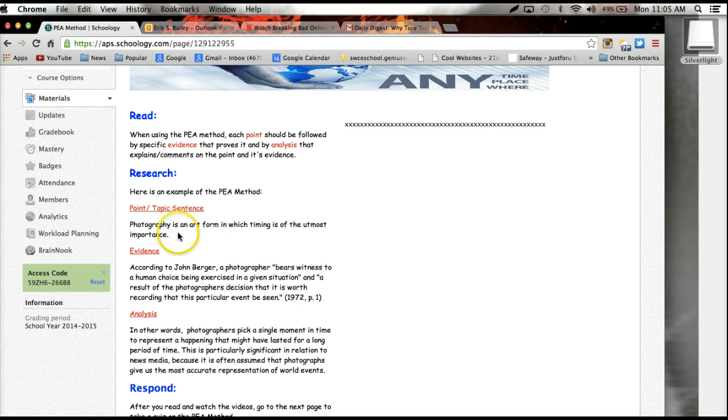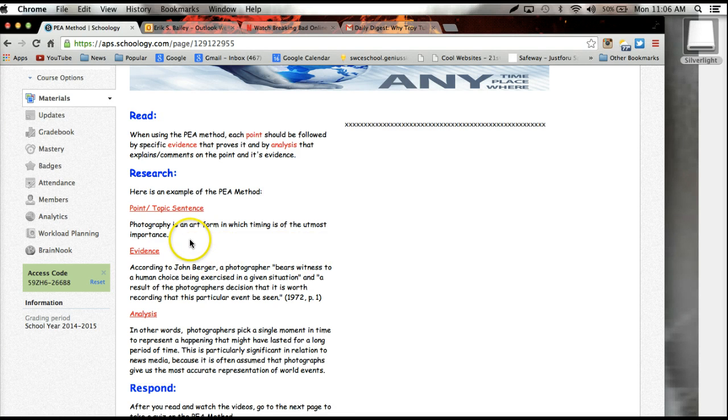It's an answer that needs to be supported, because somebody could disagree with this. And the evidence is under here. Evidence is usually like a quote, something from the reading or a video that you watched. It could be a quote or facts that you read to support the point.